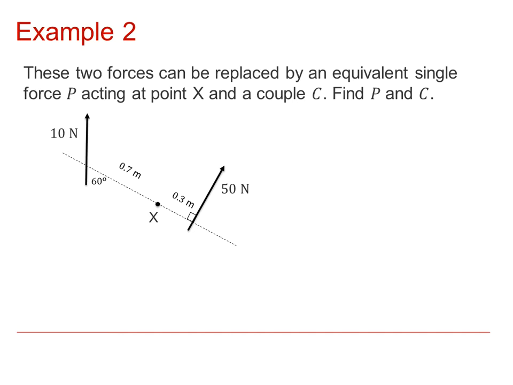This question then shows two forces, 10 newtons and 50 newtons, which are acting as shown on the diagram, and we want to calculate the resultant force and couple that can replace these if the force is acting at point X. So first of all, to find the resultant force, we need to resolve the two forces 10 and 50 newtons in two directions and calculate the resultant using Pythagoras' Theorem.